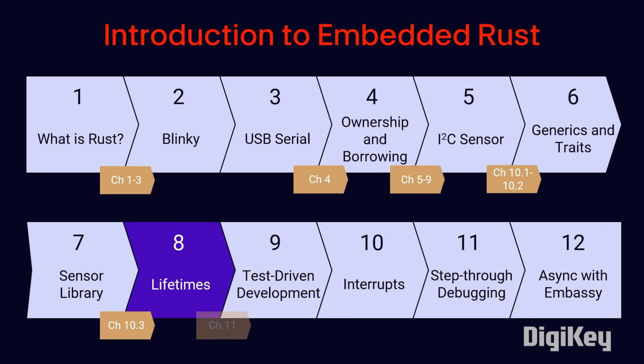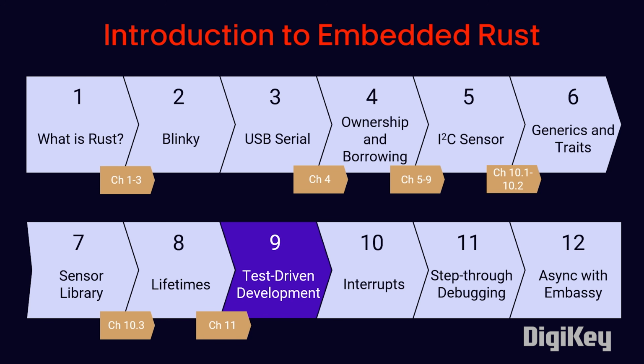Chapter 11 of the Rust book talks about writing automated tests, which we'll review in episode 9 and discuss how that can apply to embedded systems. At this point, you should have a decent working knowledge of the Rust language, so we can dive into a few embedded specific concepts for the rest of the series. You're welcome to finish the book at this point, but we won't need it for the final few episodes.